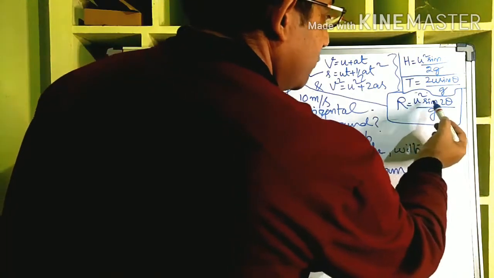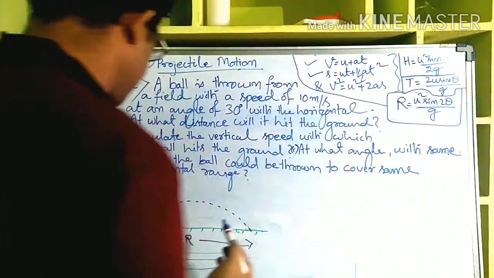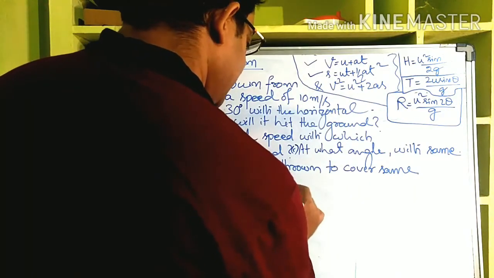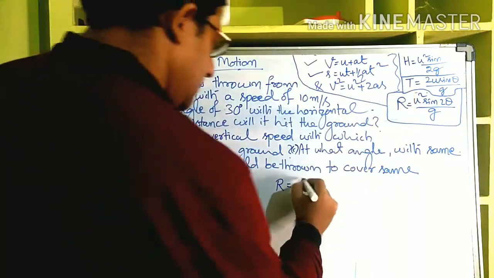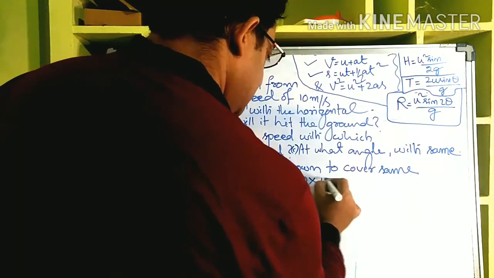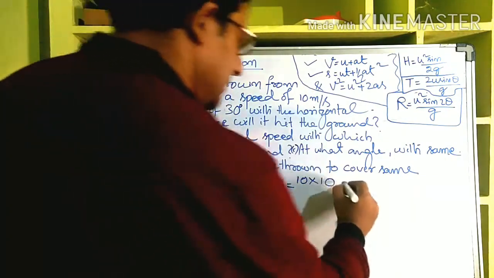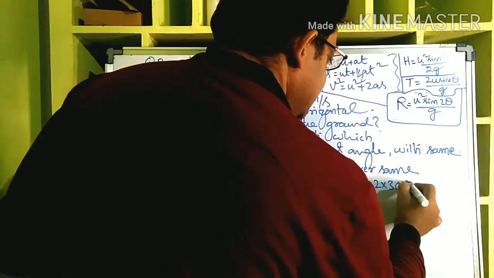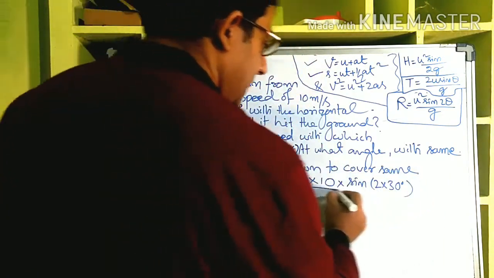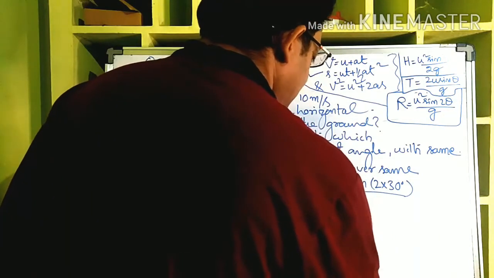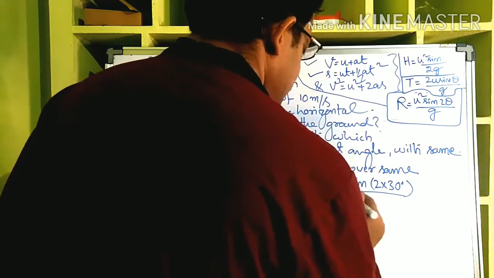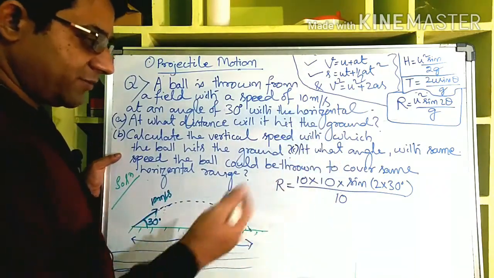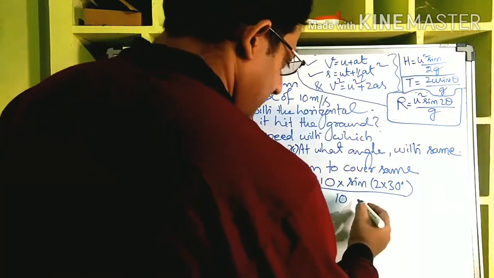Horizontal range is equal to u square sine 2 theta by g, right? So u square, answer directly I am writing from the formula, u square 10 into 10 sine 2 theta. So sine 2 times 30 degree, that is sine 60 degree, whole by g. Let us assume g to be 10 meter per second square. It is not given in the question. You can take 10 or 9.8 or whatever as per your convenience. So here 10 we are taking.